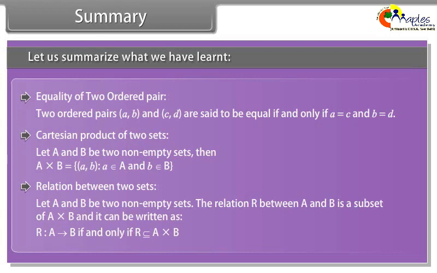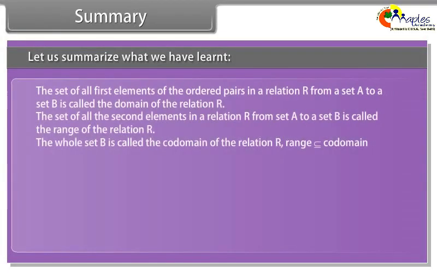Relation between two sets. Let A and B be two non-empty sets. The relation R between A and B is a subset of A cross B. A relation from set A to set B exists if and only if relation R is a subset of the Cartesian product A cross B.